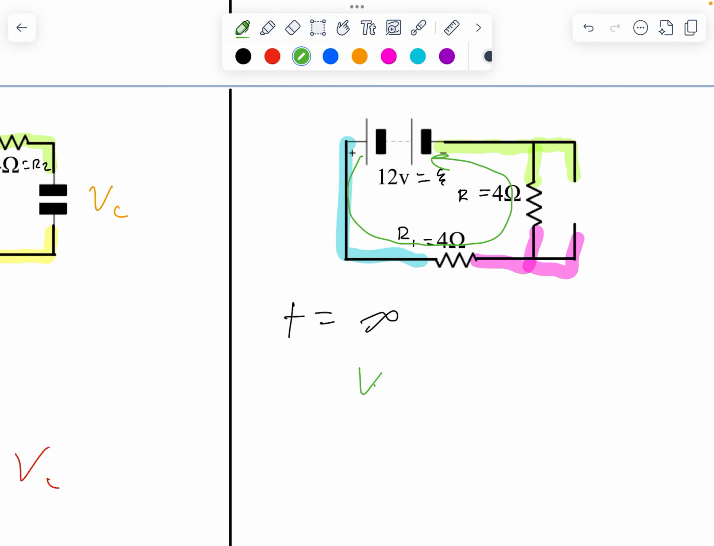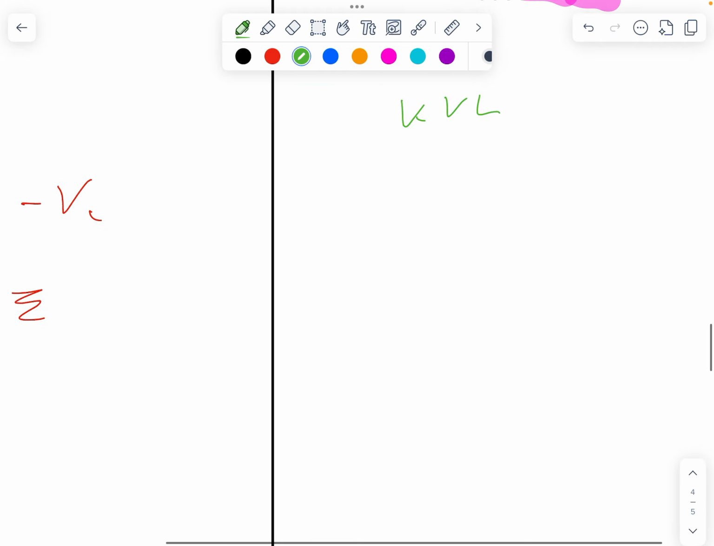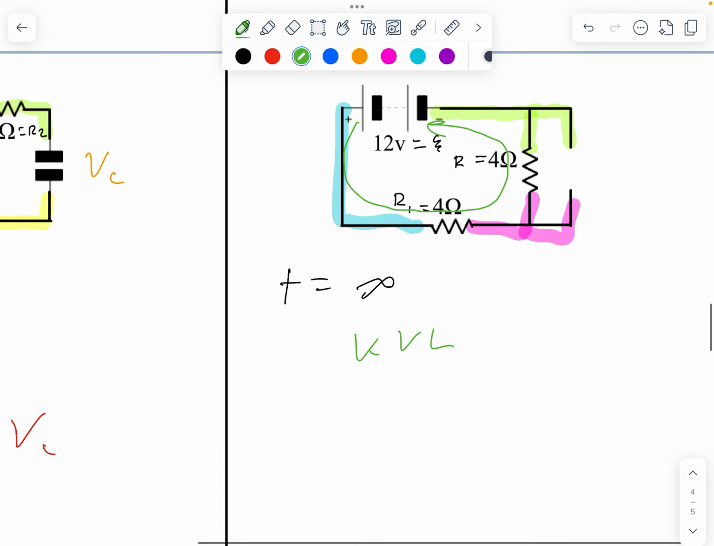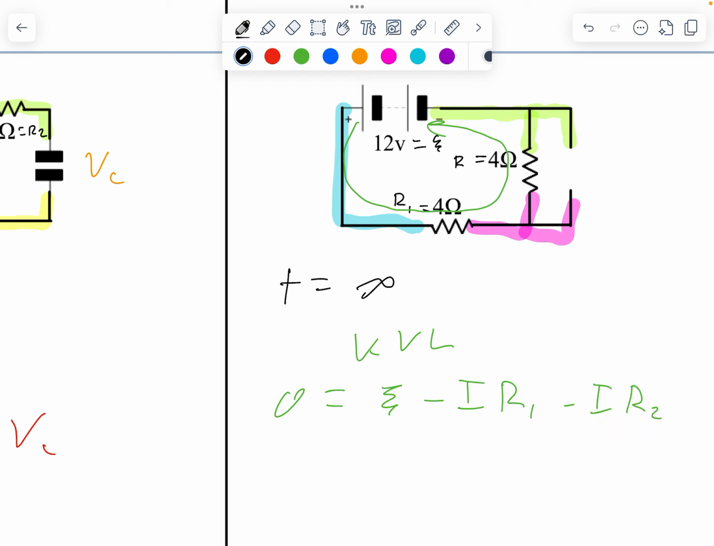So if I do my KVL loop here, EMF minus some current through R1, minus some current through R2. Oh, I forgot to put the little 2 on there. And I've got a complete loop. I started here and I went all the way around. I got all my components. I've got 2 resistors in series. So after a long time, the behavior of the circuit is going to change.